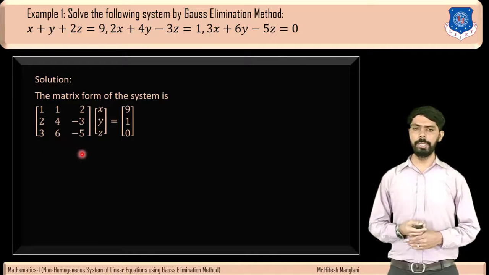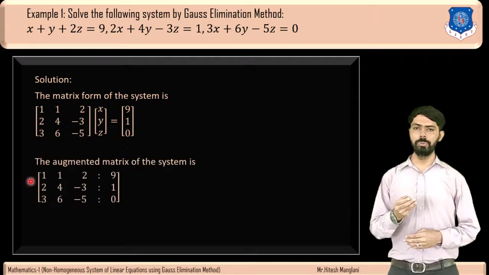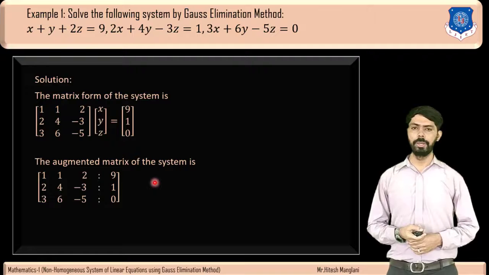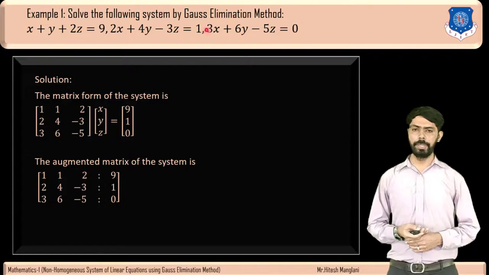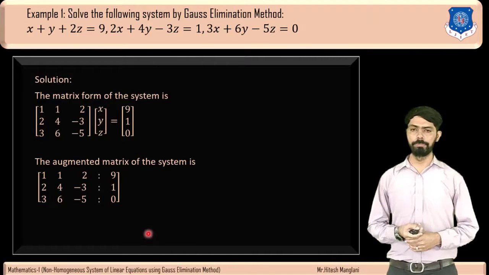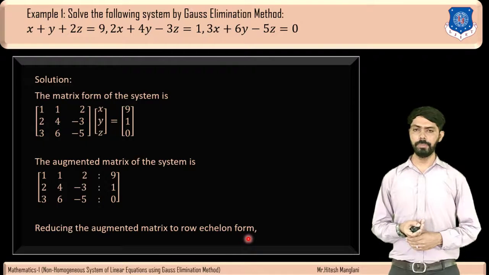Now we will write down the augmented matrix of the system. So the augmented matrix is given by 1 1 2, then 9, then 2 4 minus 3, then 1, then 3 6 minus 5, then 0. So this is called the augmented matrix. Now here we will have to solve the equations by Gauss elimination method. So as we have studied earlier, in Gauss elimination method we will have to convert the augmented matrix into row echelon form. So here, reducing the augmented matrix to row echelon form.